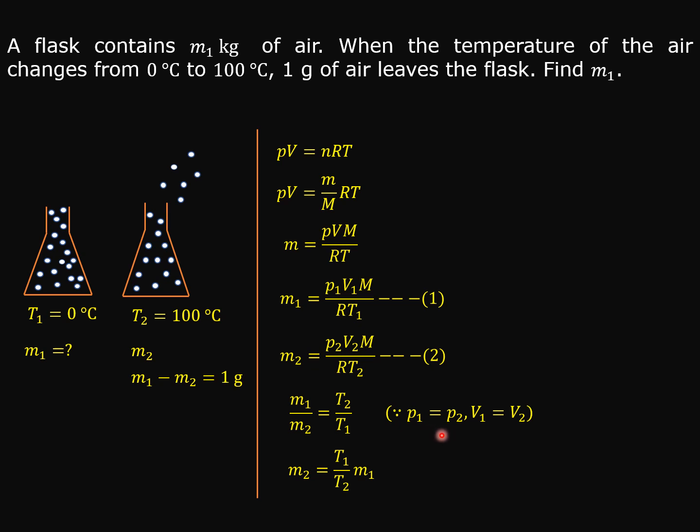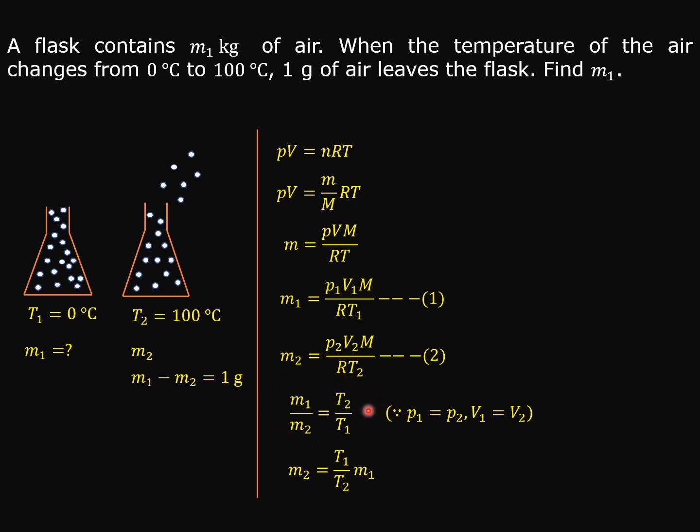Please take note that P2 refers to the pressure of the gas in the flask after some of the molecules of the air have been released. When we heat this gas to 100 degrees C, of course the pressure in the flask would increase. But since this flask is open, some of the gas is allowed to leave, and then the pressure in the flask will be adjusted back to the same pressure as the initial one. The two pressures in the flask are the same, and also the same as the pressure in the surroundings. That's why P1 is the same as P2.